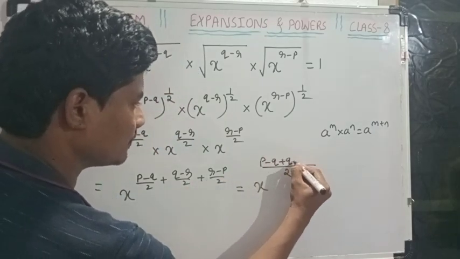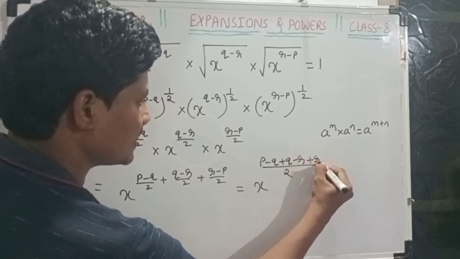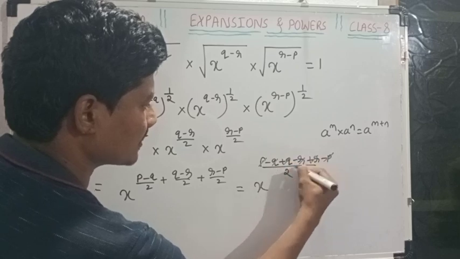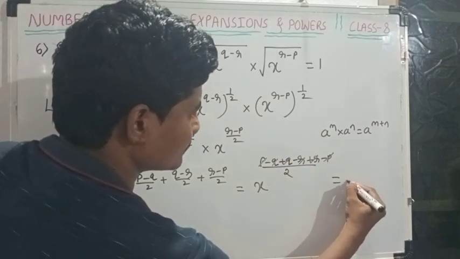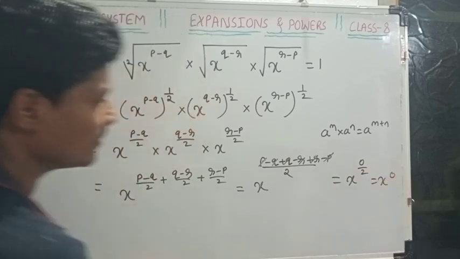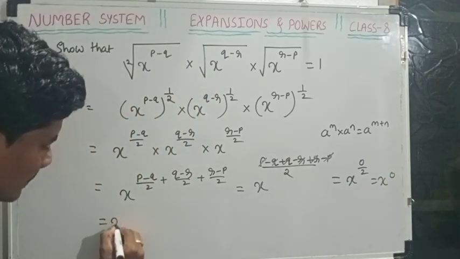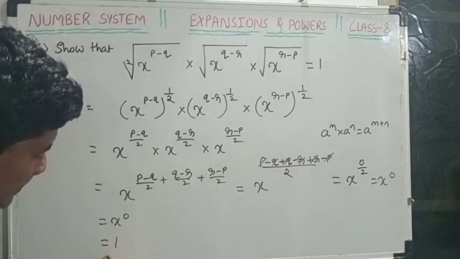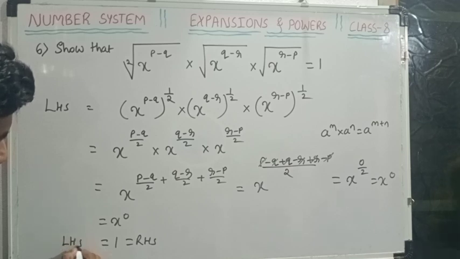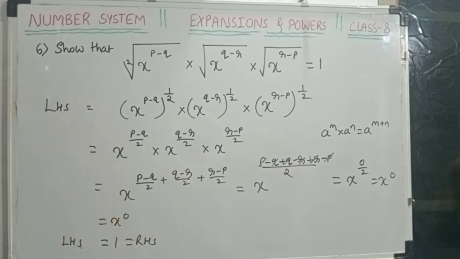(p minus q plus q minus r plus r minus p). p minus p, q minus q, r minus r, it cancels. x to the power 0 by 2, which is equal to x to the power 0. We know that anything to the power 0 is equal to 1, which is equal to RHS. Hence, LHS is equal to RHS. It is proved.